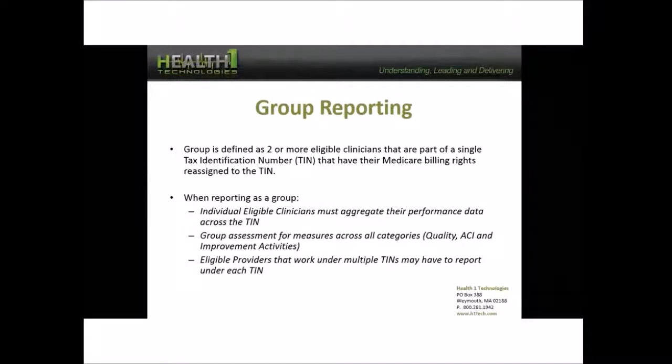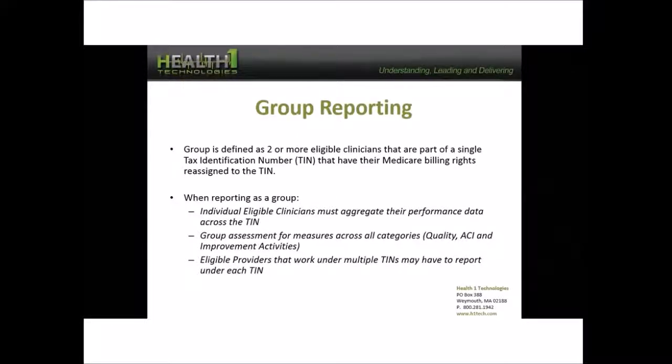The group reporting is defined as you have to have at least 2 providers that are part of a tax ID. So that's it. In order to do group reporting, you have to have at least 2 people. The difference between group and individual is in the group, the numbers are going to be aggregated across the board. So if you have 10 providers, those 10 providers' data is going to be put together and calculated across an average. And that's what the entire group is going to get.